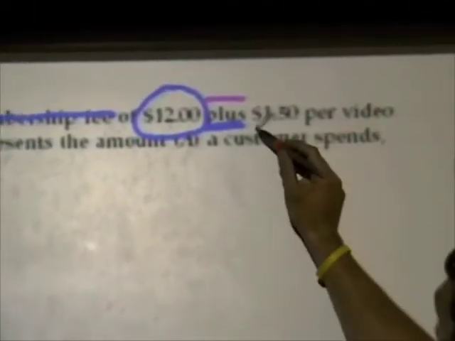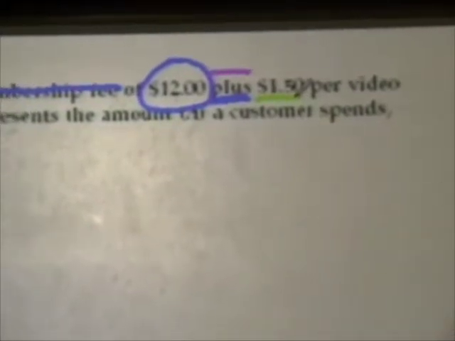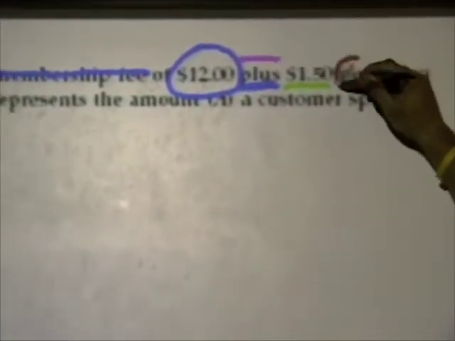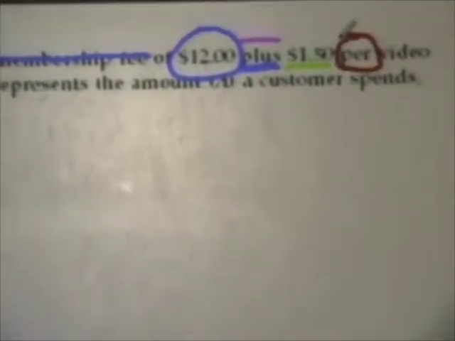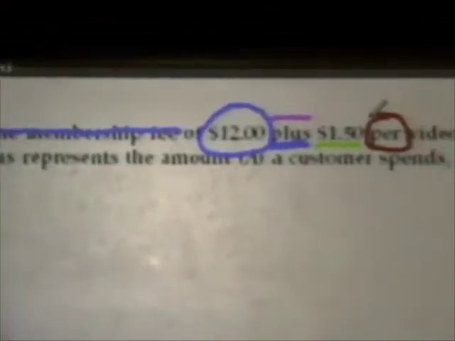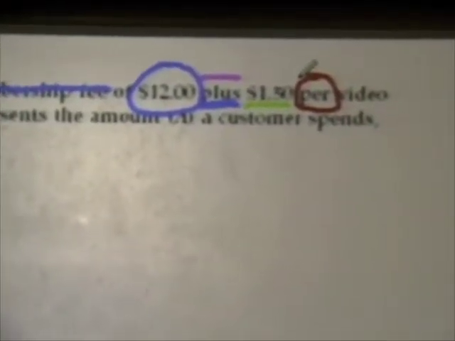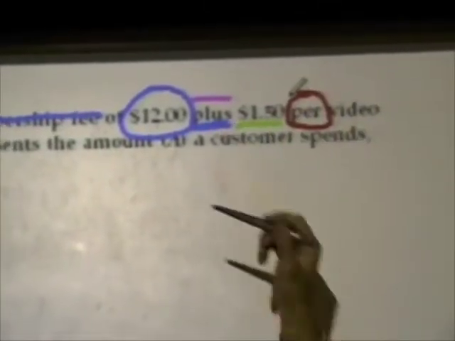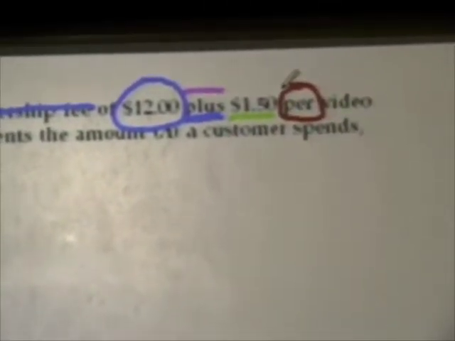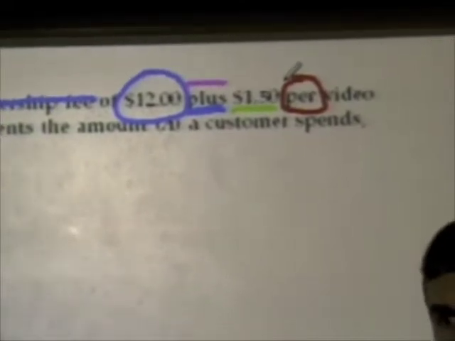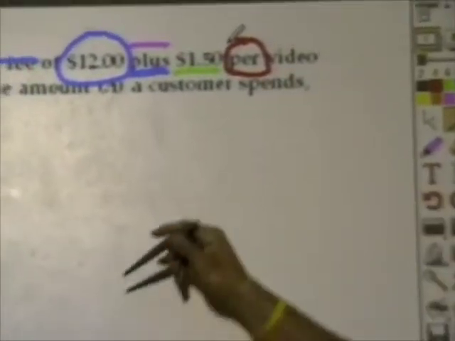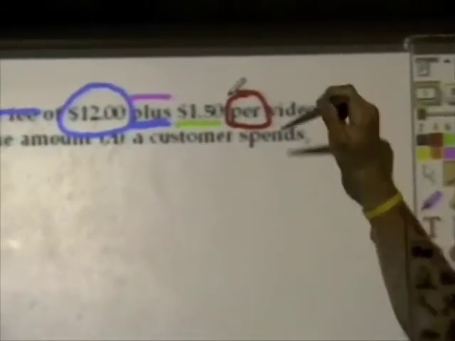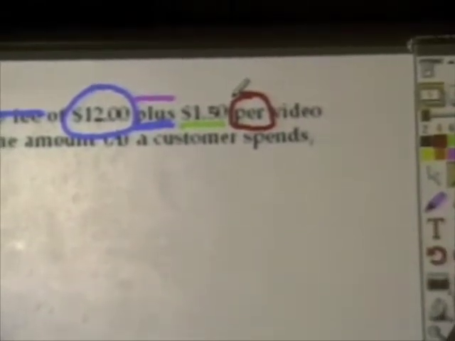Then we have our next number, 150, and a huge word, sorry, "per," P-E-R, not like a cat, per. Whenever you see that word attached to a number, that means there's a variable there. It is multiplied by some variable. You can make it up, or it might tell you what it's supposed to be. In this case, V for videos. Usually you just take the first letter of the word.